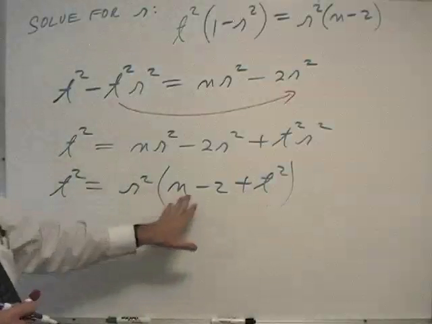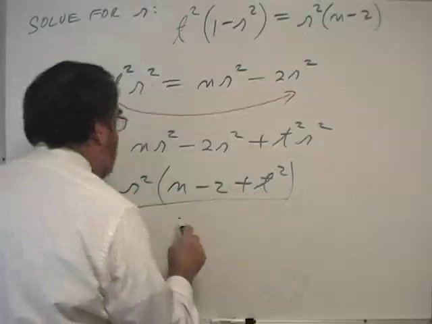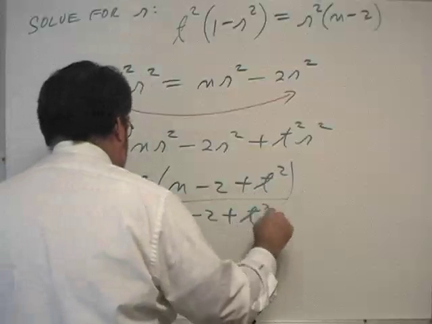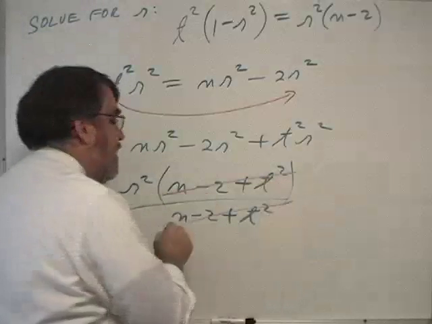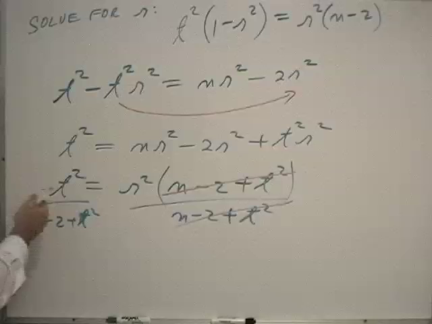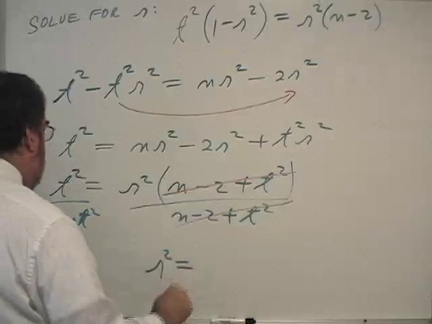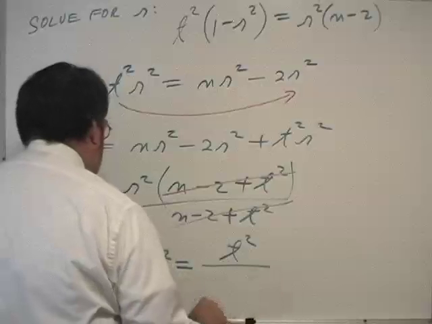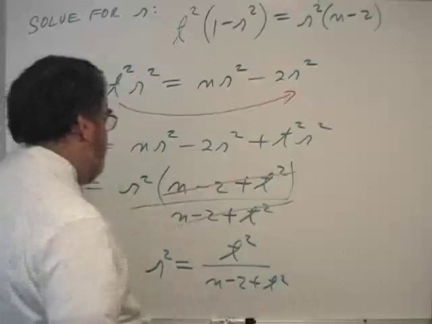So I have R squared times this number equals T squared. If I divide both sides by this number in parentheses, the n minus 2 plus T squared, on the left side as well, then everything goes here, leaving R squared equals this mess. So let me write that mess down. R squared is equal to T squared divided by n minus 2 plus T squared.